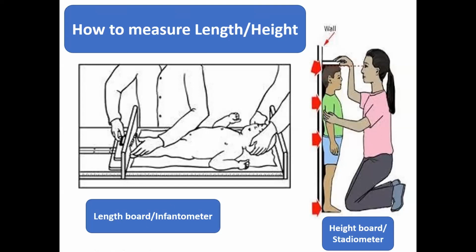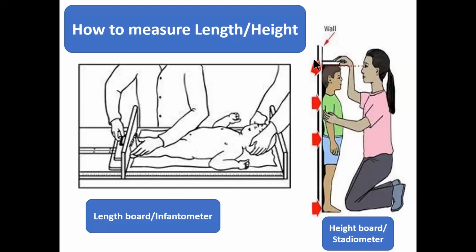There are two ways of measuring height. I'll start with the length board, or infantometer. This is the one you can use for measuring the length in smaller children. With this one, you need at least two people to do it correctly. One positions the child and keeps the head at the edge of the board, and the other holds the legs and pushes the board to touch the feet. Then just read the centimeters, and you get an accurate length. This works much better than using just a tape, so I prefer to use this one if you have it.